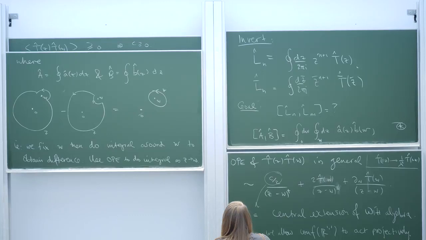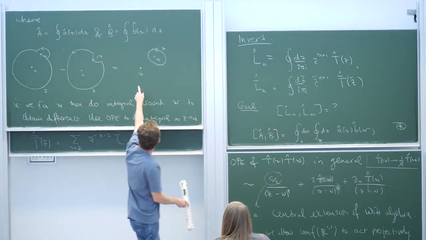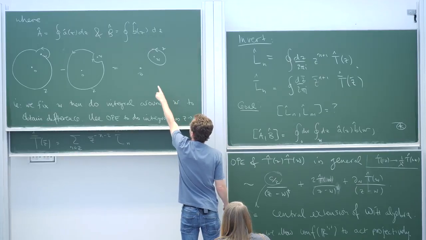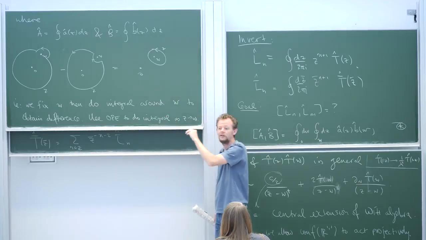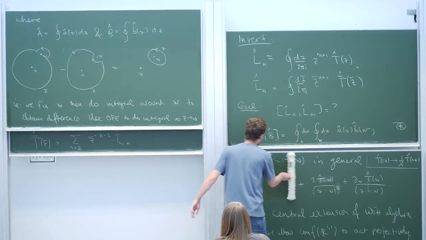And as you can see, that perfectly fits together with the OPE, because a contour integral around W will just pick up the singular behavior as Z goes to W, and all that regular behavior that we neglected just goes to 0.